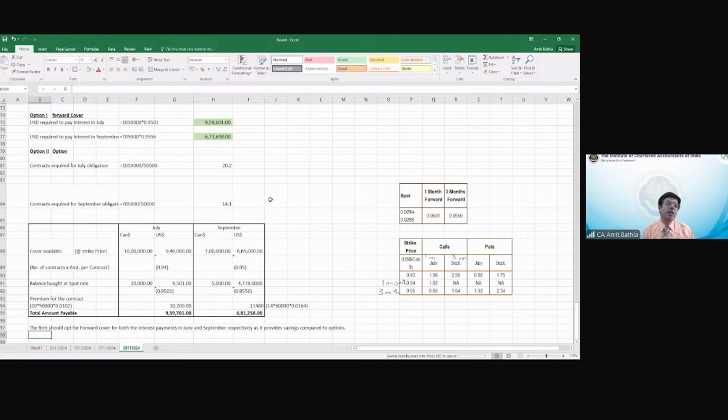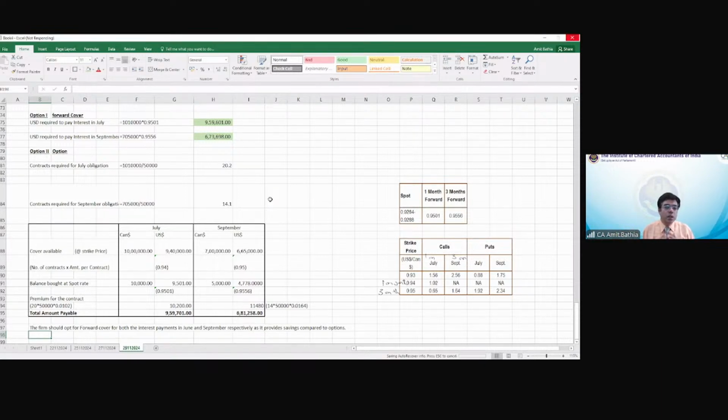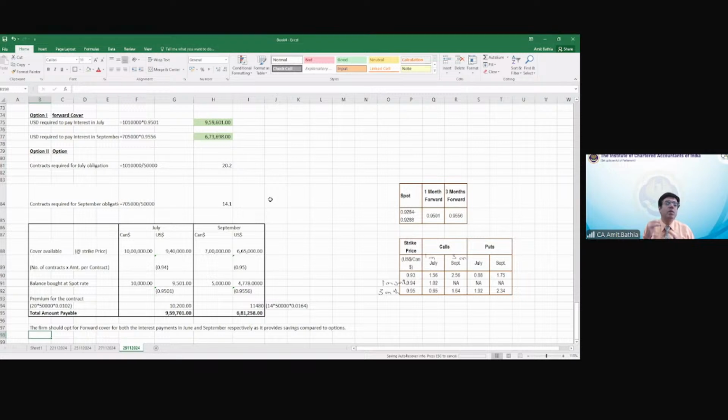In examination, if it's a full-fledged question, they will essentially ask you to compute under all the 4 options or 5 options, and then you need to decide which one is the best option for the client, right? So our objective is also to reach that particular point. We do each of them individually, and then we will take up a sum where we can take them all together. So the next question is about forward contract and money market hedge, right?